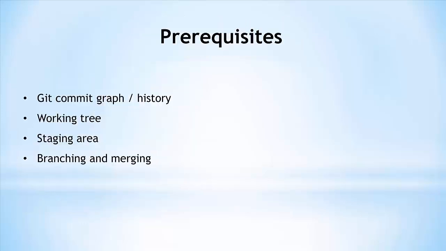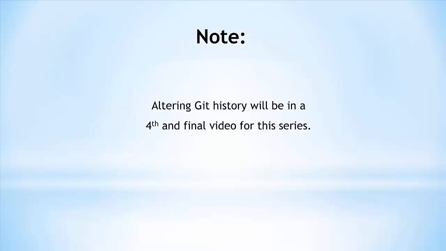A prerequisite for this video are the topics covered in my two videos, Introduction to Git Core Concepts and Git Branching and Merging. Before starting this video, you should be comfortable with the Git commit history, the working tree, and the staging area. You should also be familiar with working with branches and merging branches. I'll link to those videos in the description of this video.